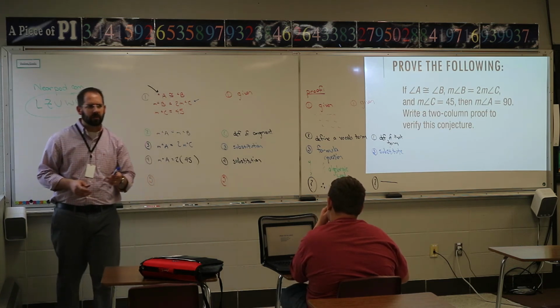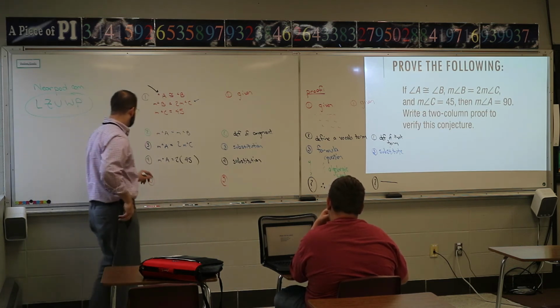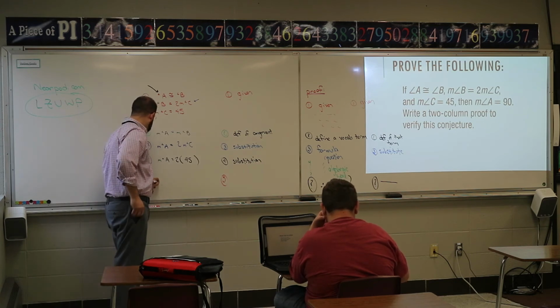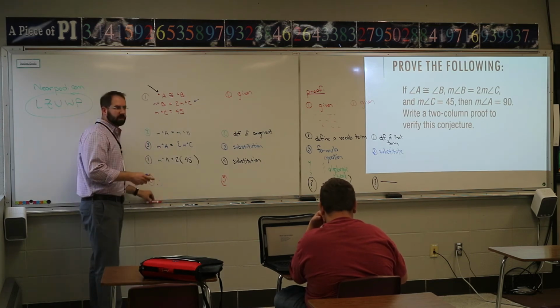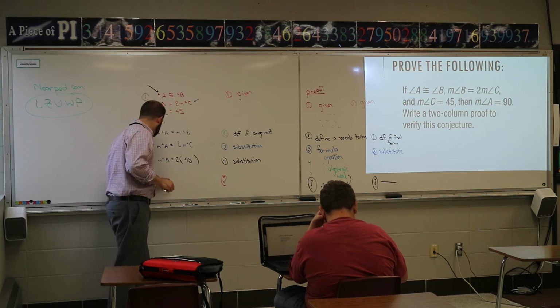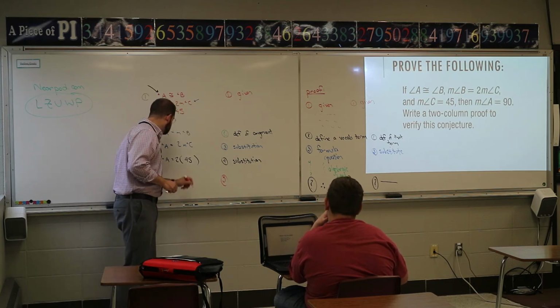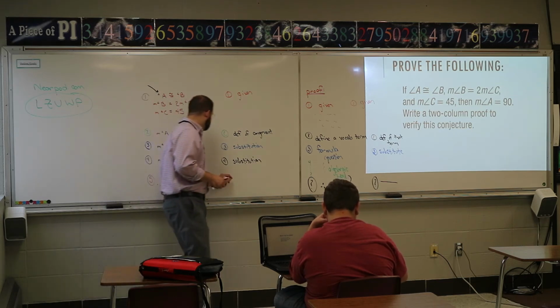What's 2 times 45? 90. Okay, we're done. Dot, dot, dot. At the very end, this is my last line: the measure of angle A is 90 degrees. Again, substitution.